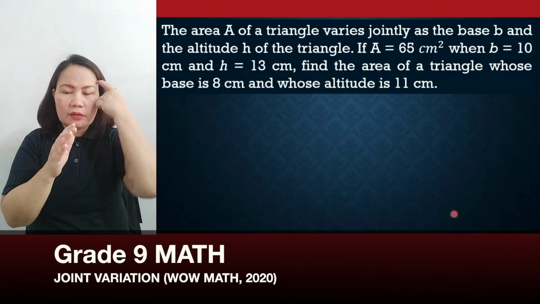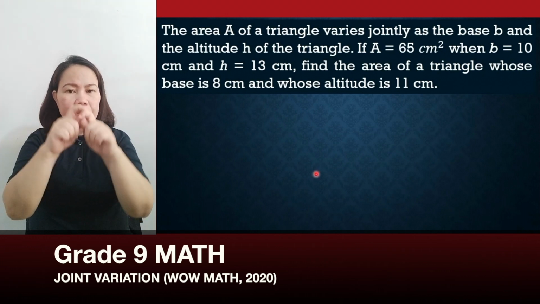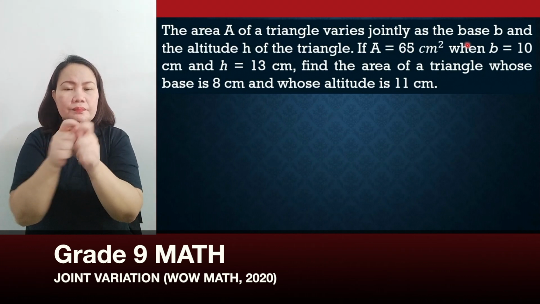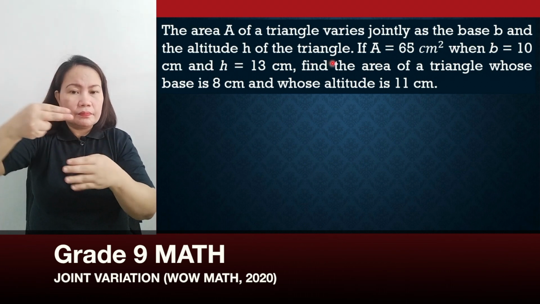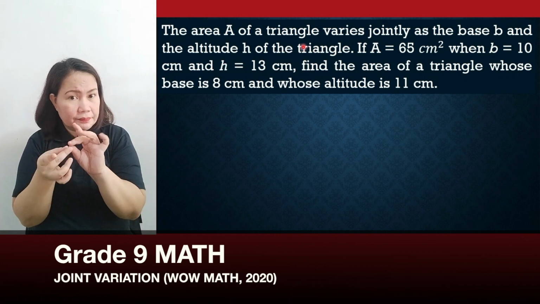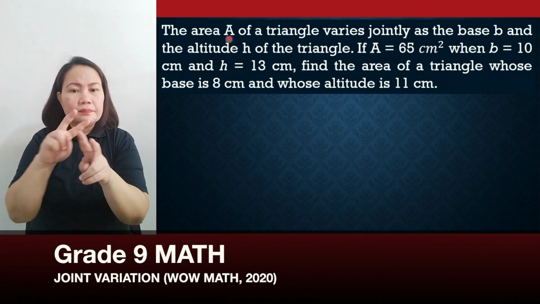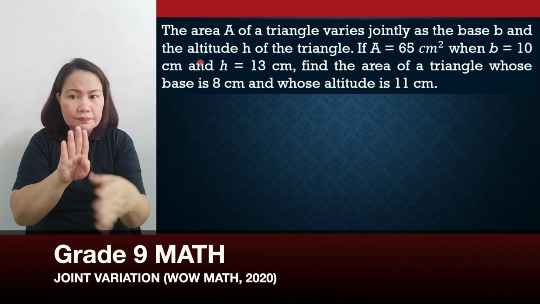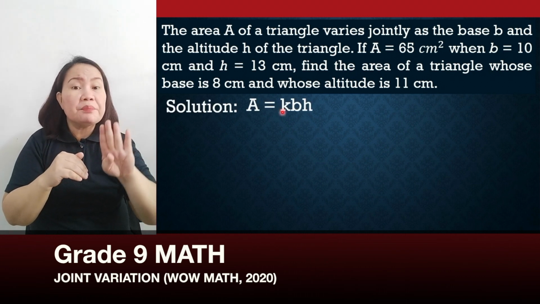So last example for this video lesson. The area A of a triangle varies jointly as the base B and the altitude H of the triangle. So, yun muna ang una natin gagawin. So, we need to translate into mathematical sentence yung A, yung area natin that varies jointly in the base and altitude. So, that is A is equal to KBH.